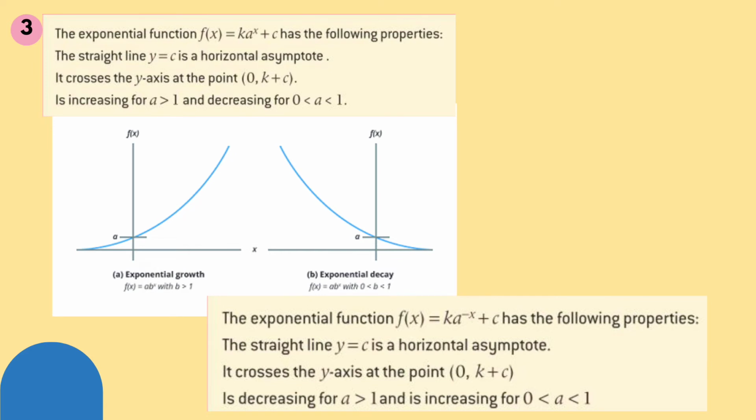The exponential function f(x) = k·a^(-x) + c has the following properties. The straight line y = c is a horizontal asymptote. It crosses the y-axis at the point (0, k+c), and is decreasing for a > 1 and increasing for 0 < a < 1. This can be seen from the graph above.